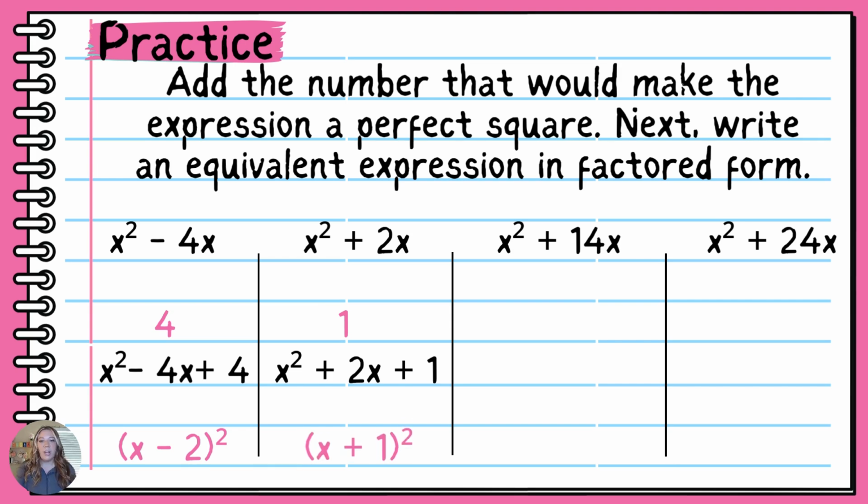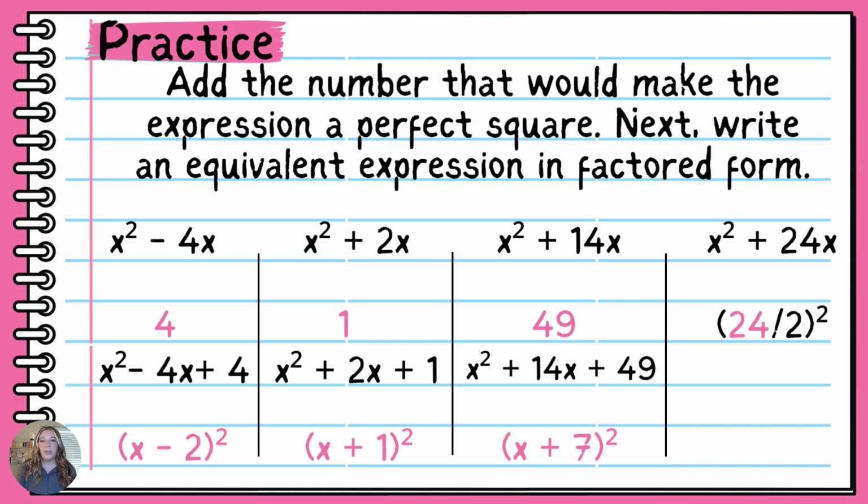So we'll have x plus 1 squared. Now we have x squared plus 14x. So we'll take half of 14, giving us 7, and then 7 squared gives us 49. So we'll add that to our equation, and then half of b, which would be 7, will be our parenthesis value. And then we have x squared plus 24x. So we'll take 24 divided by 2, which gives us 12, and 12 squared is 144. So if we add that to our equation, we can rewrite this in factored form as x plus 12 squared.